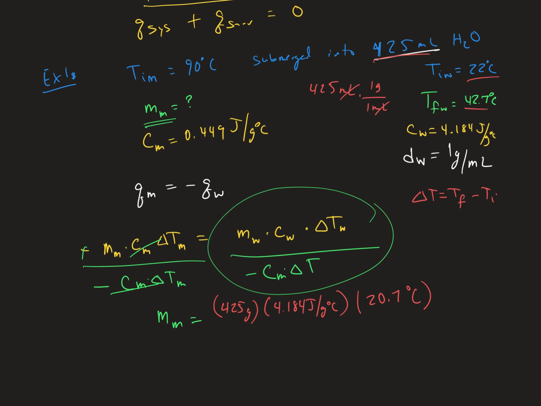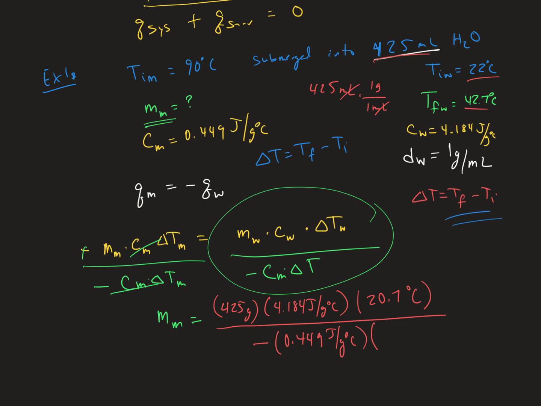So we had to find a few things before we can actually plug it into the formula. No questions? All right. Then we're going to divide that by a negative value. And the specific heat capacity of the metal is 0.449 joules per gram degrees Celsius. And the change in temperature, we have to find that over here. It's still final temperature minus initial temperature.